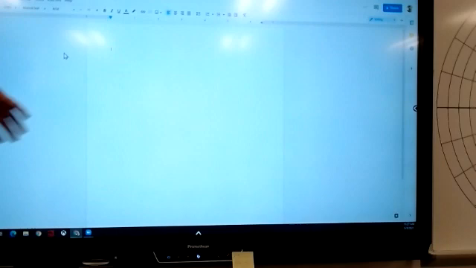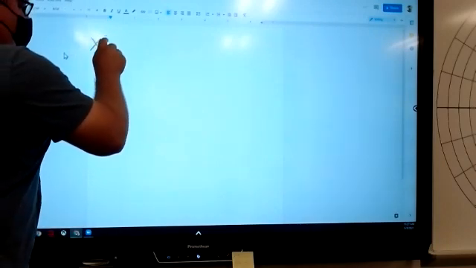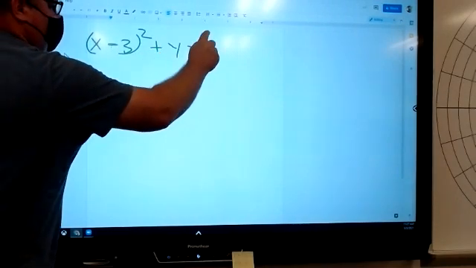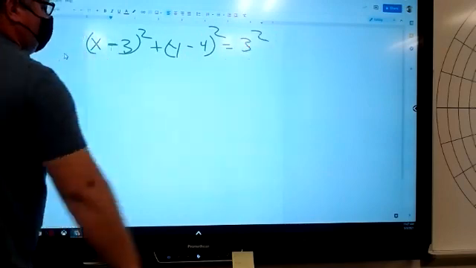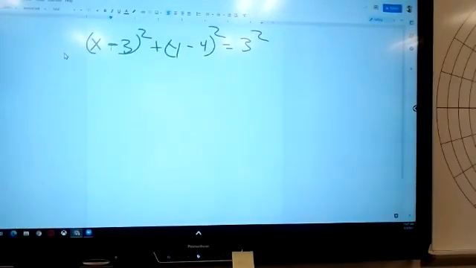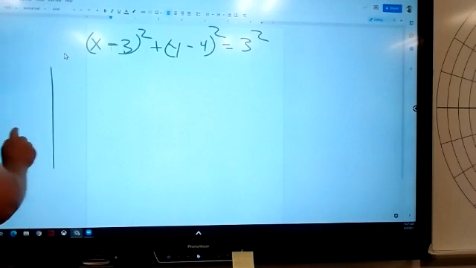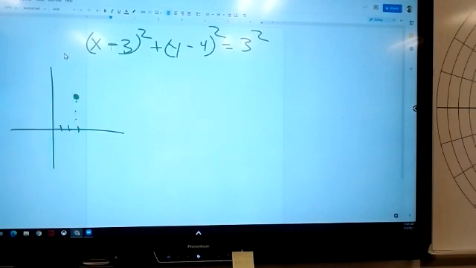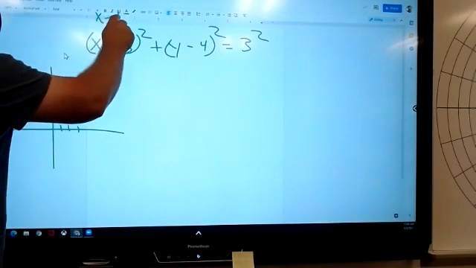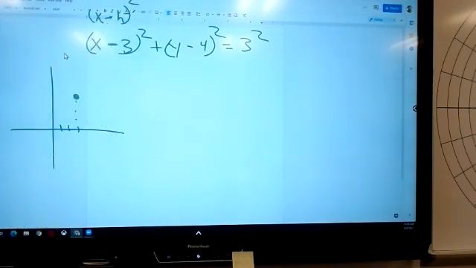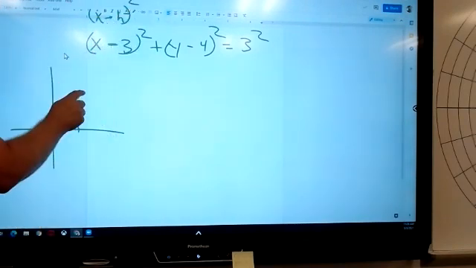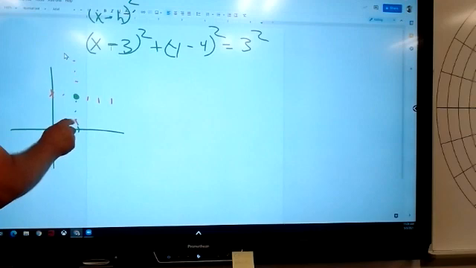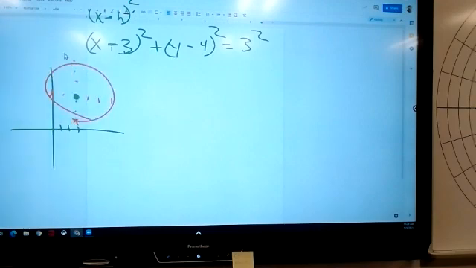All right, so with this, x minus 3, the quantity squared, plus y minus 4, the quantity squared equals 3 squared. Tell me how to graph that. By the way, what shape is that? A circle. It is a circle. With center where? 3, 4. That's right, because it's x minus h. Now, how far is the radius? 3. So we go 3 in each direction. All right, there it is.